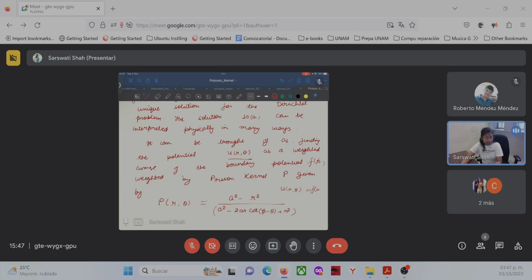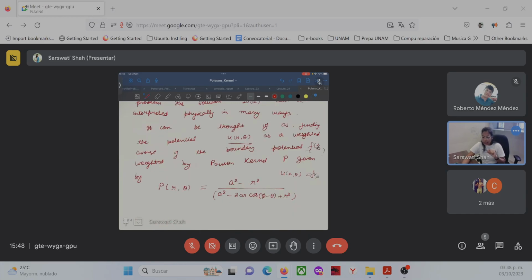So if we are considering that this is the solution of a potential function, then for a given boundary potential f phi, this p r comma theta, that is the weighted Poisson integral, is known as the Poisson kernel. I am very confused between Poisson integral and Poisson kernel, so sorry for that. So this is your Poisson kernel.